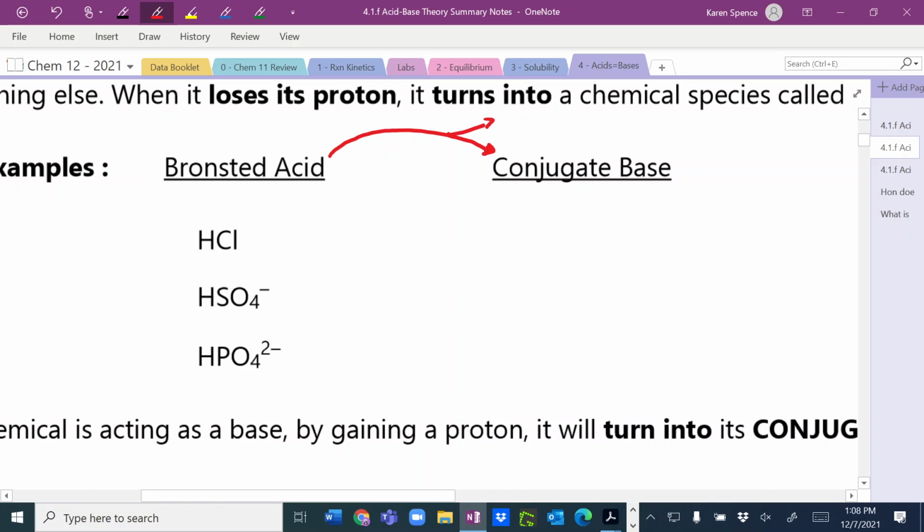So this H+ is going to go off somewhere else. And HCl is going to turn into its conjugate base. Tell your partner, what is the conjugate base of HCl? It is Cl-, yes. Because we have to remove not only a hydrogen, but we also have to remove a plus charge.